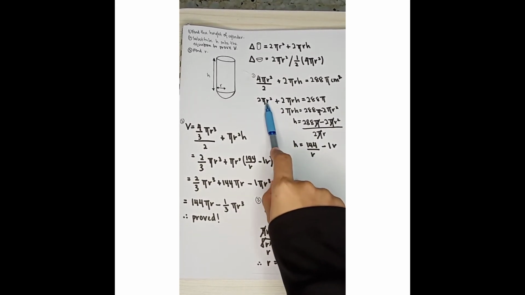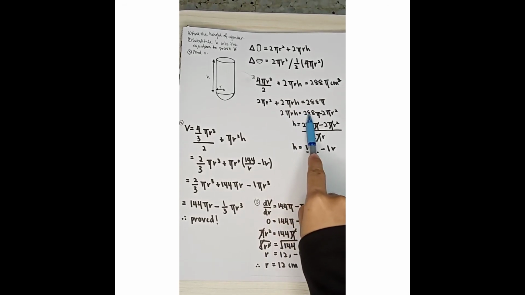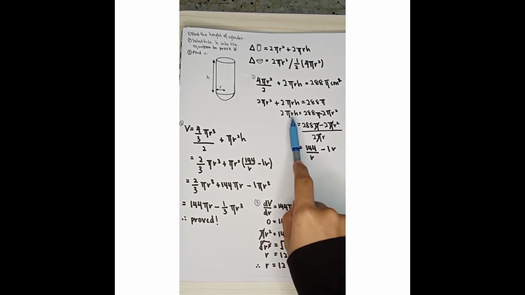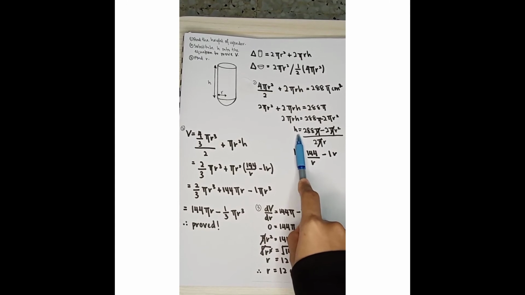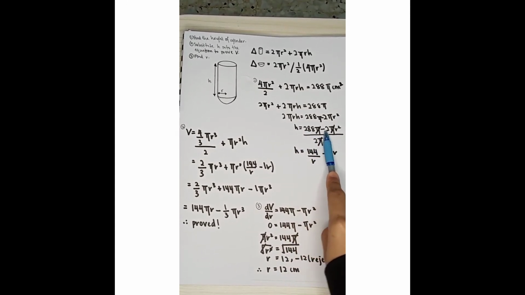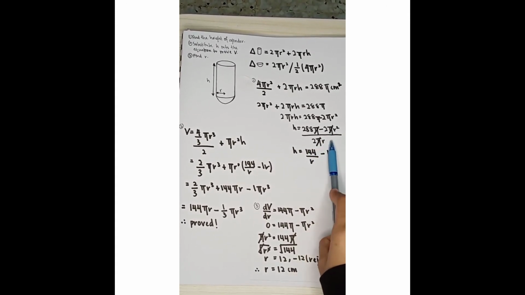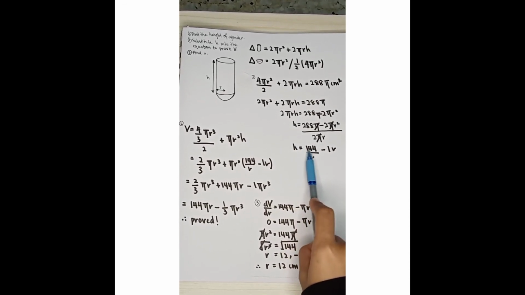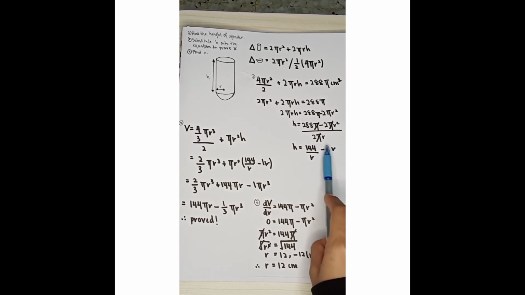So we will bring this to the right side. So it will be 2 pi r h equal to 288 pi minus 2 pi r squared. So we will leave h here. So it will be h equal to 288 pi minus 2 pi r squared divided by 2 pi r. H will be equal to 144 divided by r minus r.